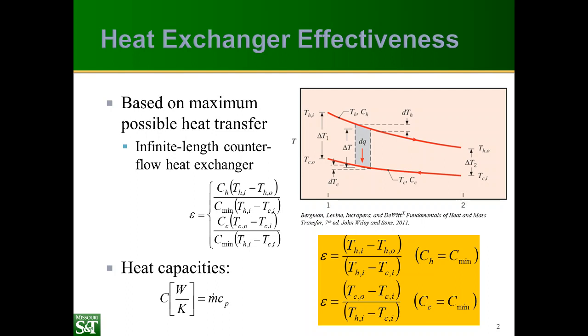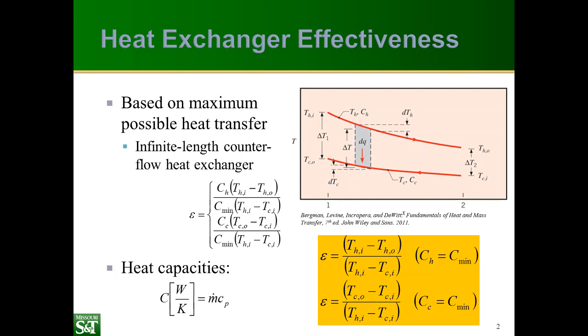So then we can convert our definition of effectiveness into the one in the orange box, which is based on the fluid behaviors, which fluid has the minimum heat capacity. And that gives us the actual temperature difference over the maximum temperature difference for one of the fluids. Then we can go back to our first law to find the temperature difference for the other fluid. That still doesn't tell us how to design the heat exchanger to achieve this approach. It just tells us how close the heat exchanger is to an ideal heat exchanger.